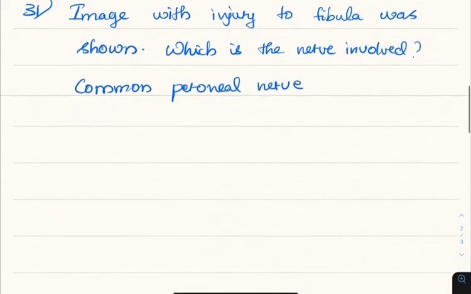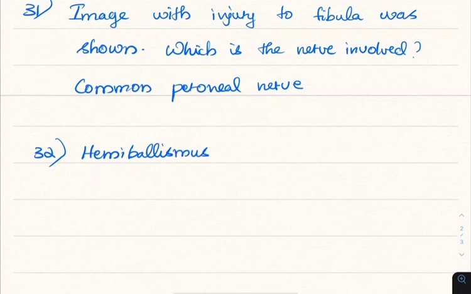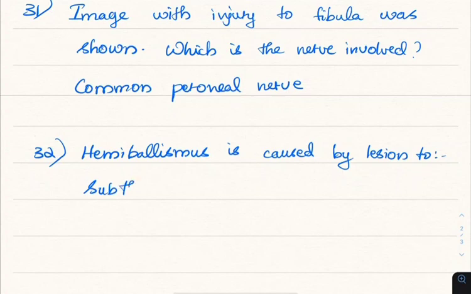Okay. The next question was a direct question. Hemiballismus is caused by lesion to. Answer to this is subthalamic nuclei.